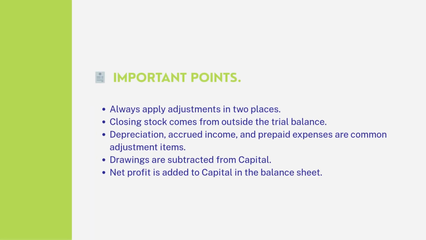Important points of final accounts. 1. Always apply adjustments in 2 places. 2. Closing stock comes from outside the trial balance. 3. Depreciation, accrued income, and prepaid expenses are common adjustment items. 4. Drawings are subtracted from capital. 5. Net profit is added to capital in the balance sheet.